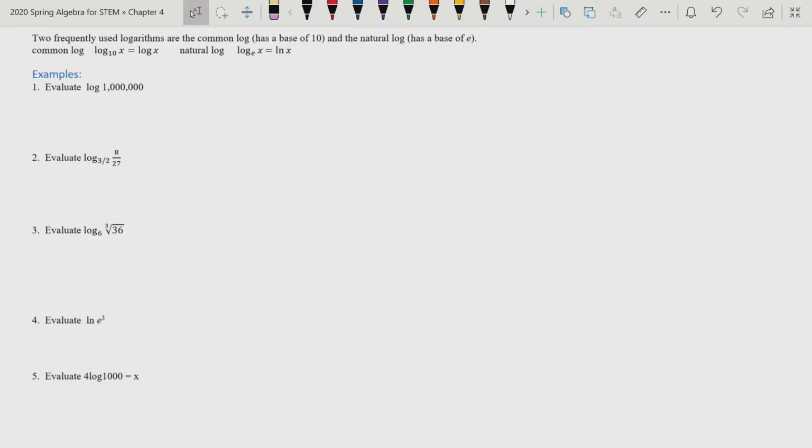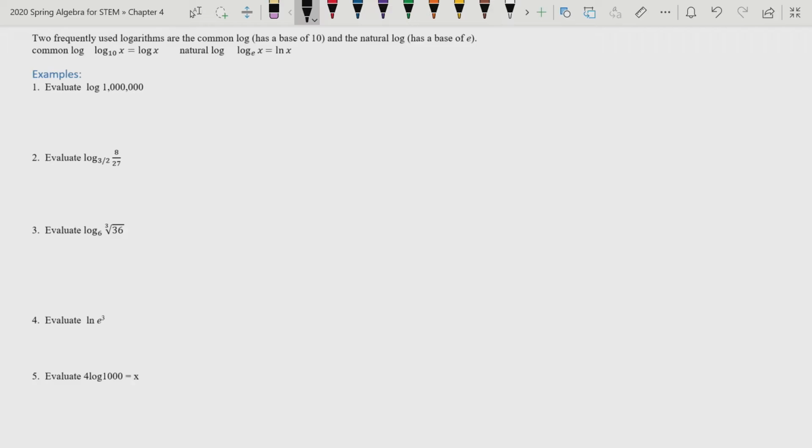The two most commonly used logarithms are the common log, that has a base of 10, and the natural log, that has a base of e. Because of that, we have shorthands for both of those. The log base 10 of x, we can just suppress the 10 and write it as log of x. And the natural log, that is the log base e of x, is written ln of x. You have a button on your calculator for both of these.